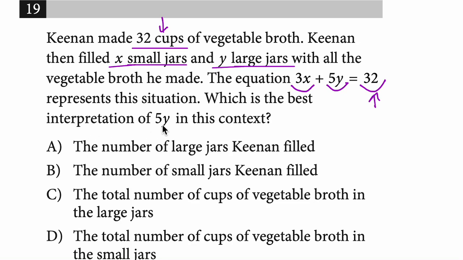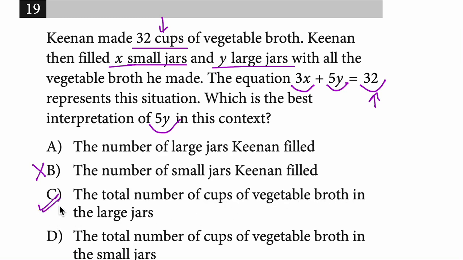What is the best interpretation of 5y in this context? The number of large jars Keenan filled. Large jars. Okay, let's see. Is it jars? The total number of small jars Keenan filled. Definitely small is not there because information is asked about 5y, not x, and small jars are x. So this is deleted. Now, total number of cups of vegetable broth in the large jars.